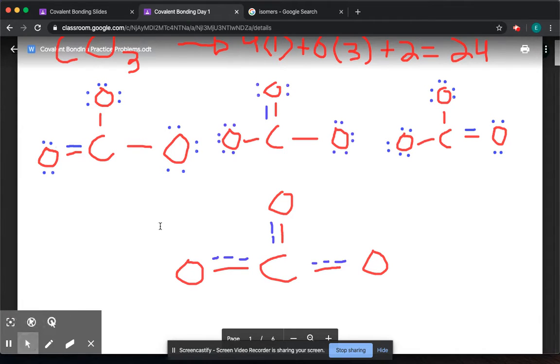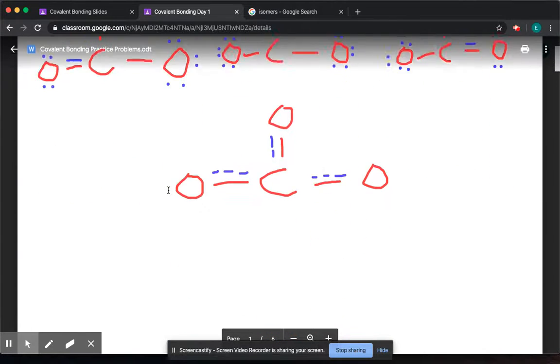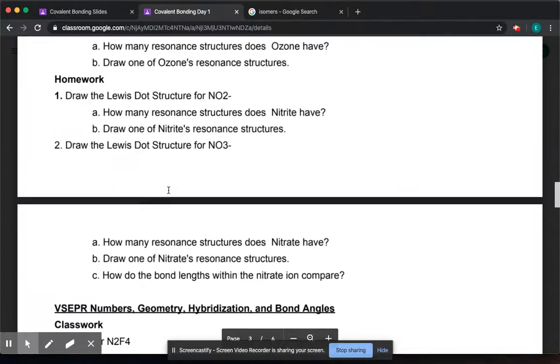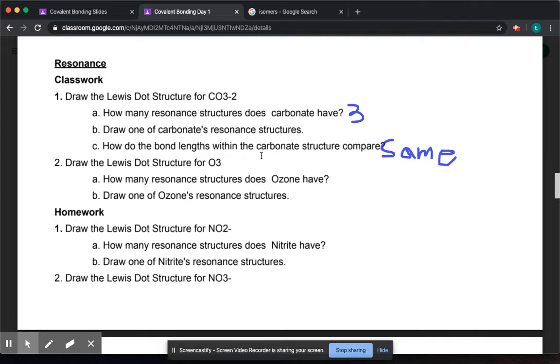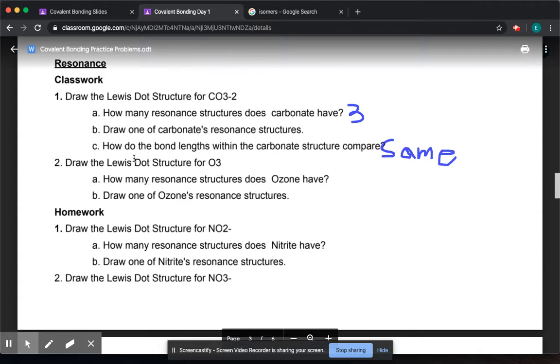It's a combination of all three. So the answer to that one is that it can be any of them. All right. They're all the same length because it can be any of them. It's a hybrid. They are not localized. So now let's do NO2.